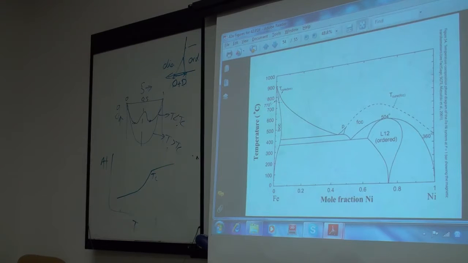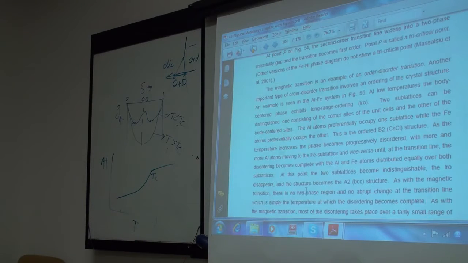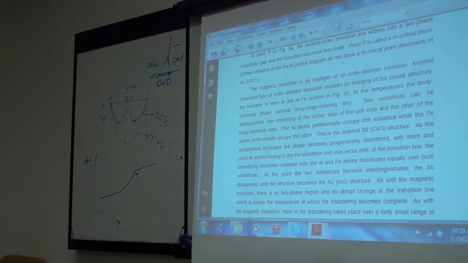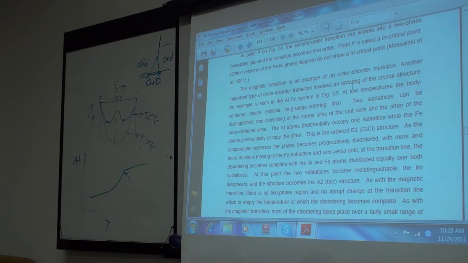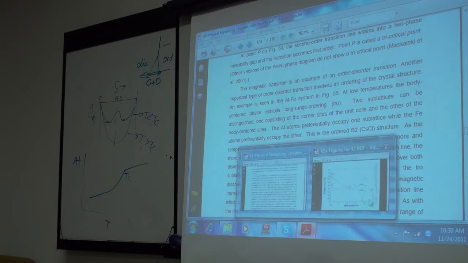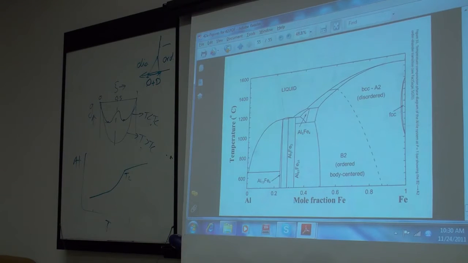Let's go back then to here. The magnetic transition, as I said, is one example of an order-disorder transformation. Another important type involves an ordering of the crystal structure, which I already talked about. The copper-silver is a disordering of the crystal structure. Another example of that, in figure 55, is the aluminum-iron system. Here you have an ordered and here you have a disordered phase.